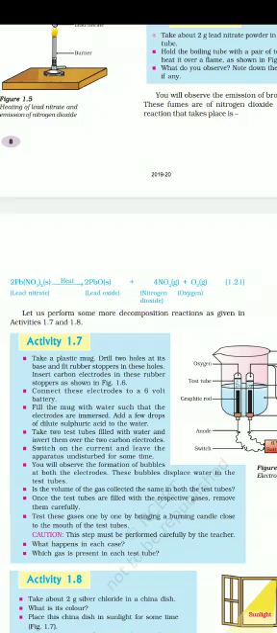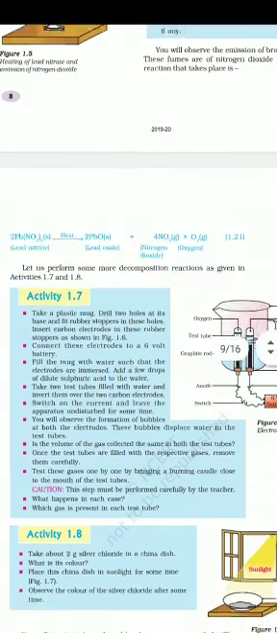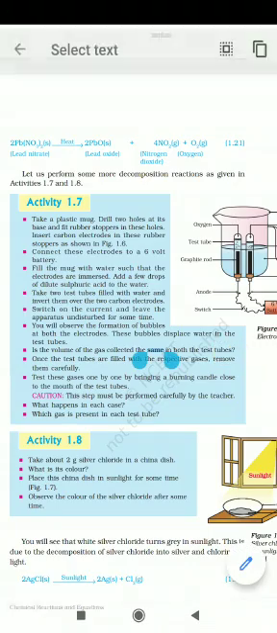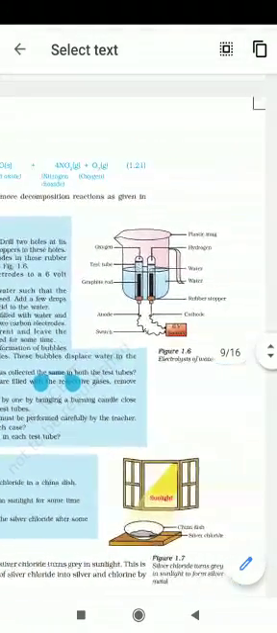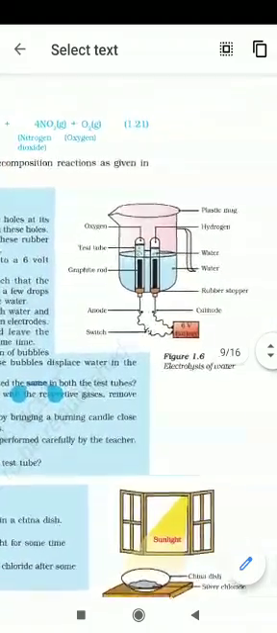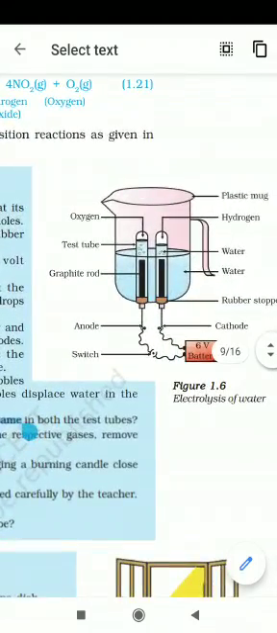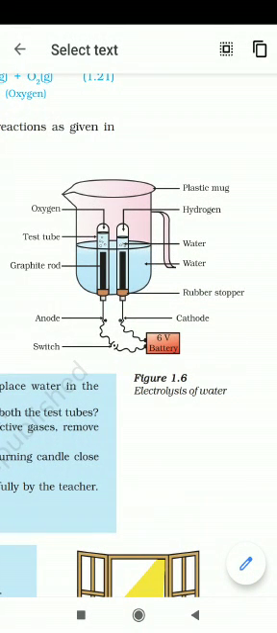Now, children, we have one more activity which shows electrolytic decomposition. For that, first of all, we have to understand this diagram very nicely. You can see that we have a rubber stopper, cathode and anode. The cathode always attracts cations and is connected to the negative terminal of the battery. The anode always attracts anions and is connected to the positive terminal of the battery.